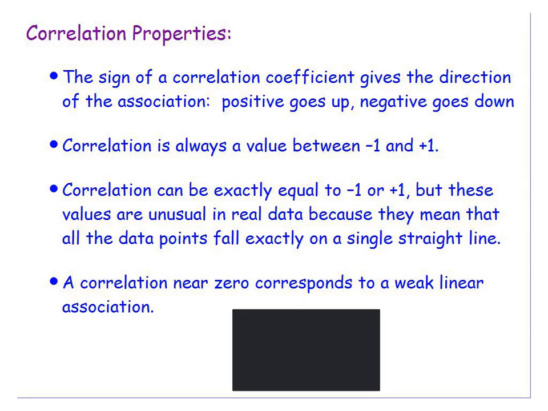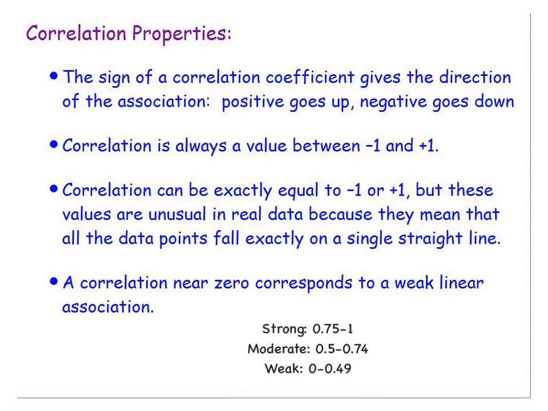Correlation near 0 corresponds to a weak correlation. So close to 0 is weak, close to 1 or close to -1 is good. And I'm sure you're thinking, well, what about everything in between? So I have a little breakdown to make life easier. If your correlation number is between 0.75 and 1, you can say that it's strong. If it's between 0.5 and 0.74, you can say that it's moderate. And anything below 0.5 goes into the weak area. So hopefully that'll give you a pretty good idea.